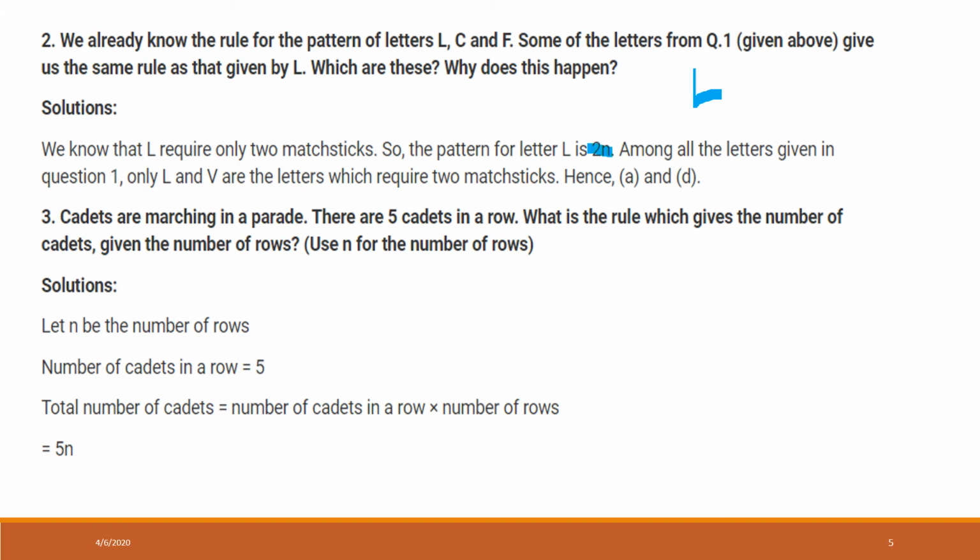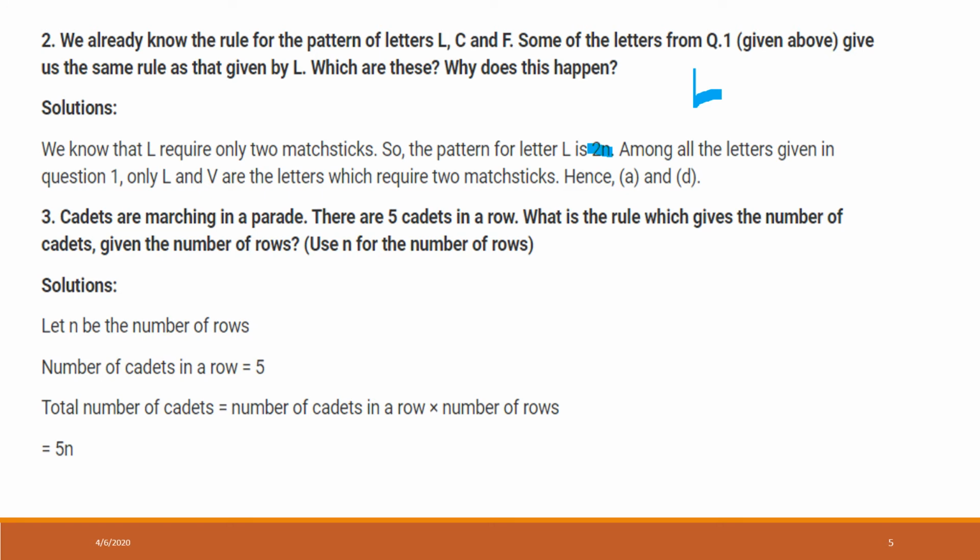Now we will check in question number 1 how many letters have the same rule. So when we check, we get to know that there are only two letters that were having the same rule. So we will write A and D, they have the same rule like 2n.